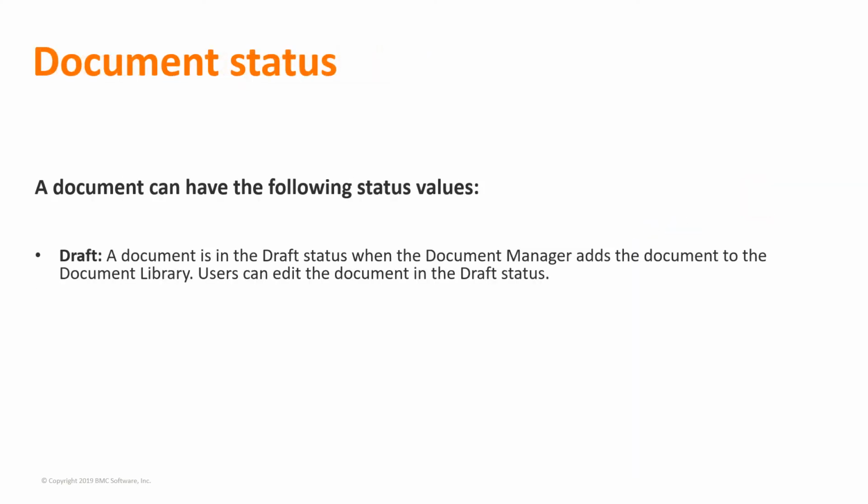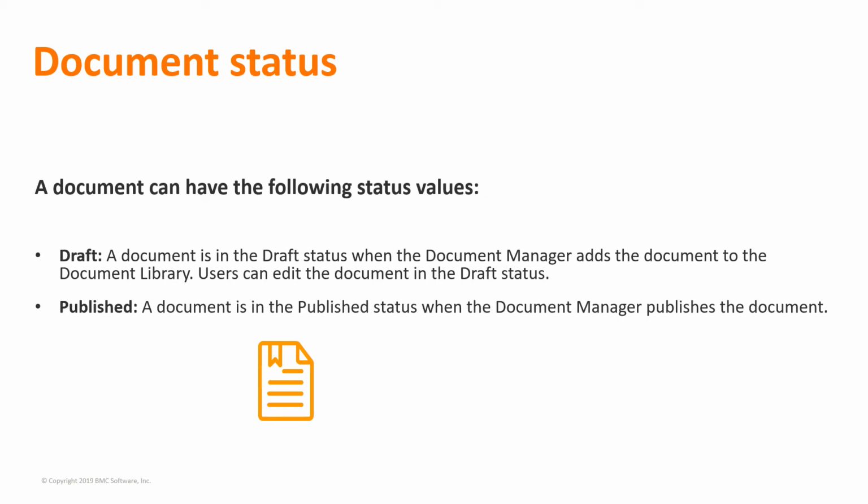When a document manager adds a document to the document library, it is in draft status. A document can be edited only in the draft status. When a document manager publishes a document, it is in the published status. A published document can be used in cases and tasks.